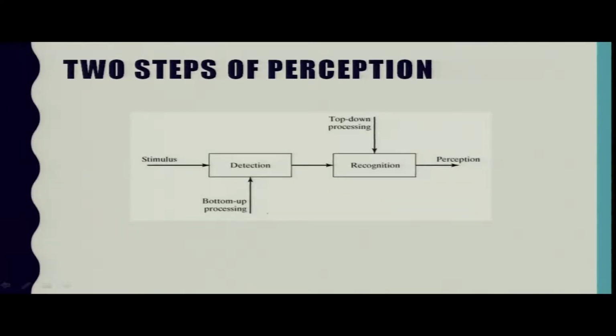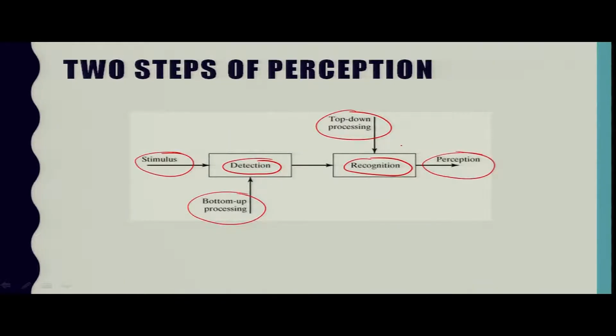So this is the schematic describing the two steps of perception. The first is detection and the second is recognition. We will try to learn about top down processing and bottom up processing. A stimulus, as we have learned, and this is the output as a perception.